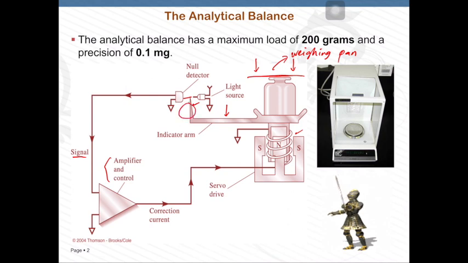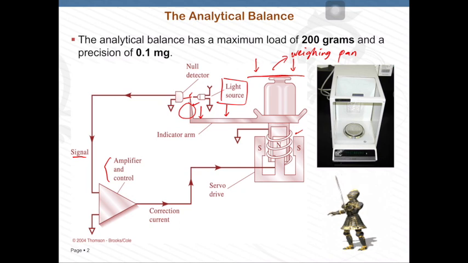Take note that we have a light source here, and if no object has been placed on top of it, this compartment here will totally block the light. But when an object is placed on top of the weighing pan, this will go downward and will allow light to pass through the null detector. The amount of light that has passed through is converted to a signal which will then be correlated with the mass of the object that is being placed on top of the weighing pan.